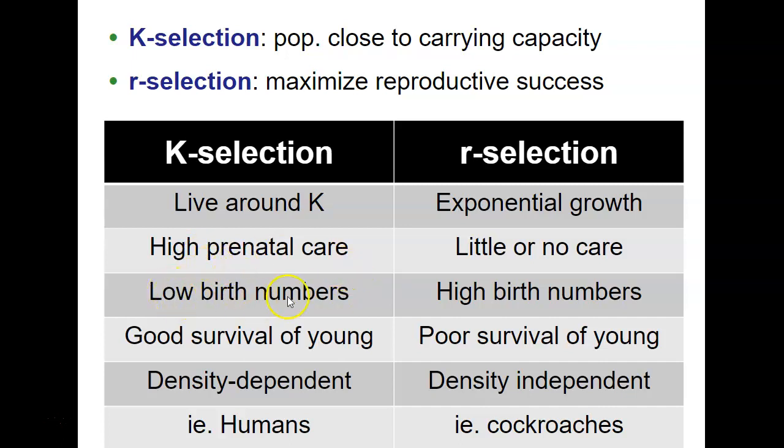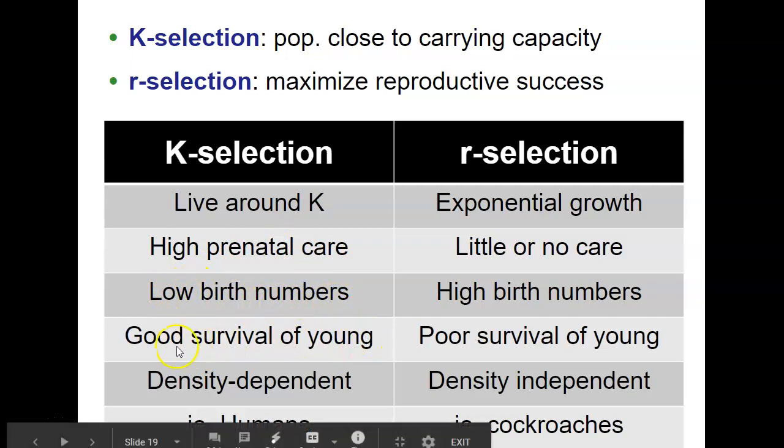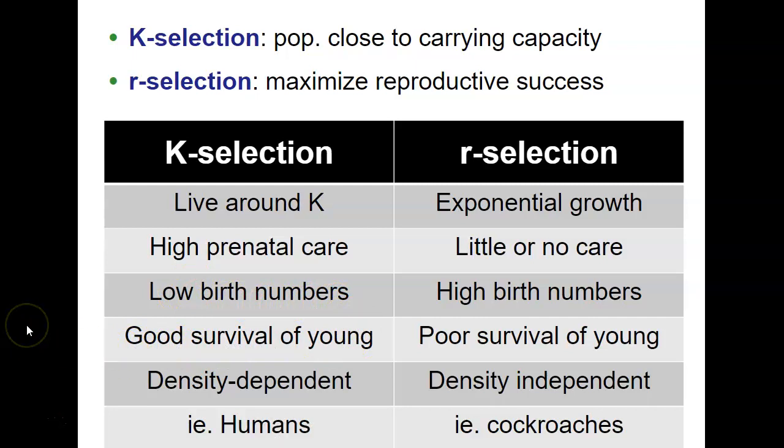They have low birth numbers just so that they're more able to give parental care and keep those young alive, which translates to good survival. It is density dependent because they're usually around that carrying capacity. They can only accommodate so many individuals. This is different than r selection.